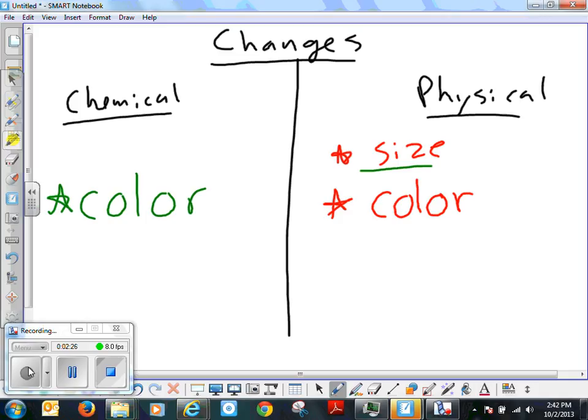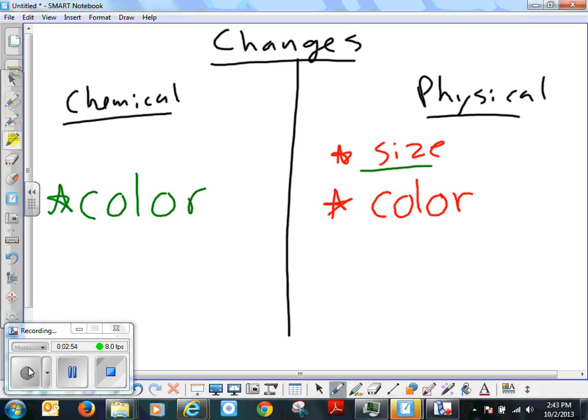Now, there's another way that a color change can happen as physical. Let's say that you put a little grain of something into water and it dissolves. Do you remember what dissolves means? Dissolving means that something is breaking down into small enough particles that it can be held in solution, which is a homogeneous mixture, right? Held in solution, but you can't tell it's there because the particles are so small. For instance, salt water is something that has been dissolved.